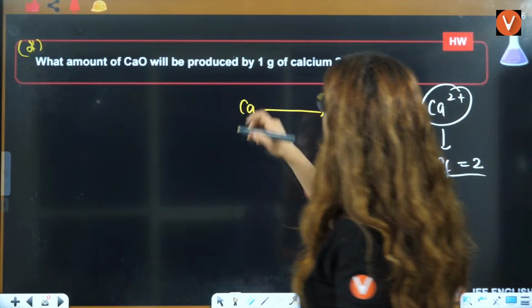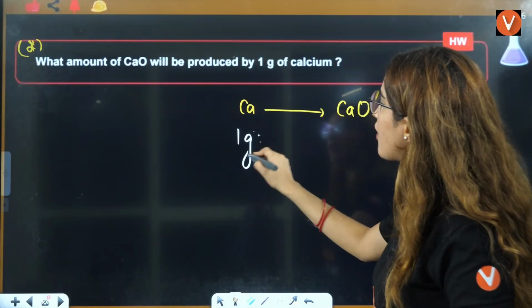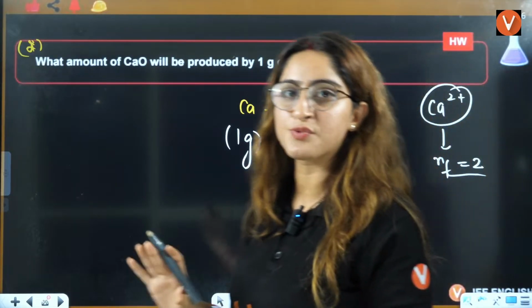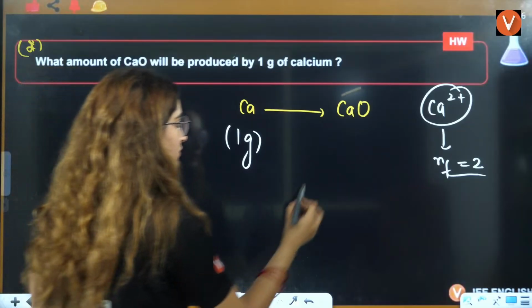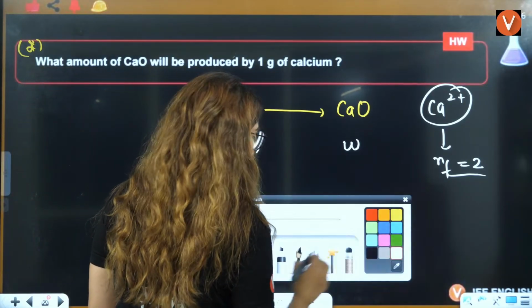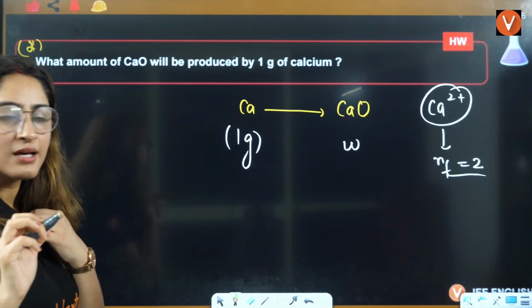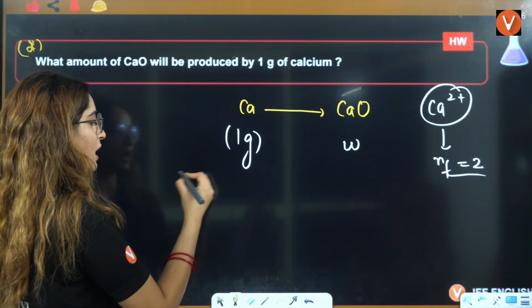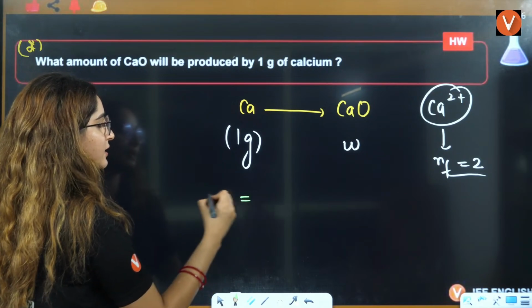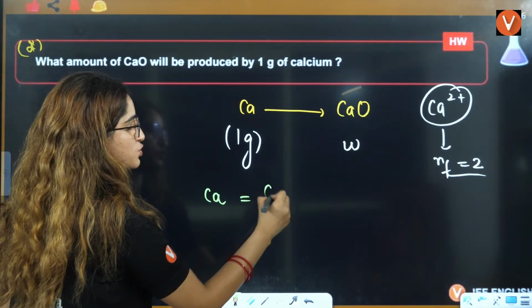They are saying that 1 gram of calcium is there. What is the amount of CaO that is formed? This mass, I am taking it as W. What you have to apply here is, given the mass, you can find the number of moles, and you can apply that gram equivalents of calcium equals gram equivalents of CaO.